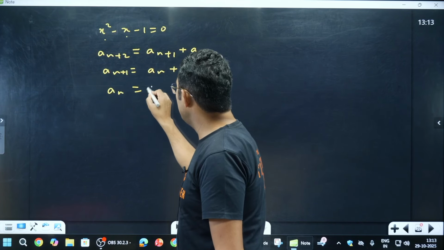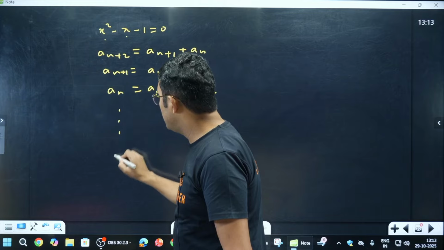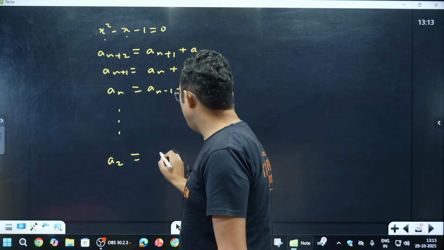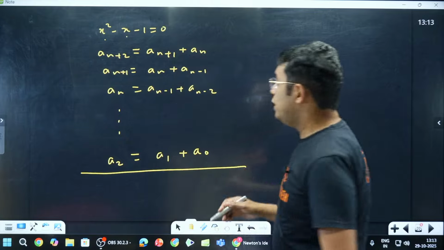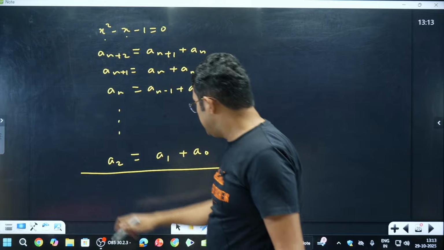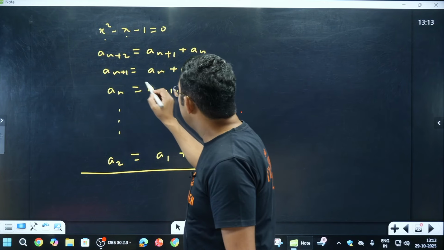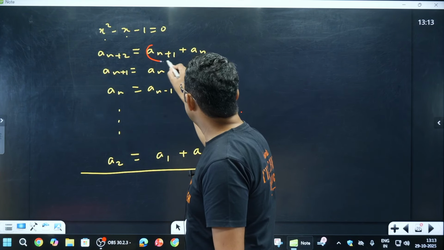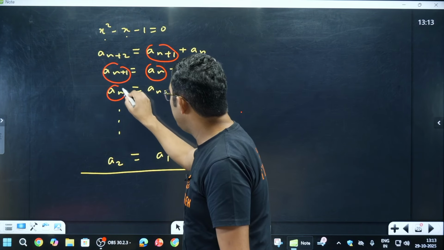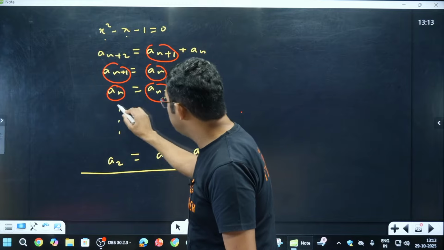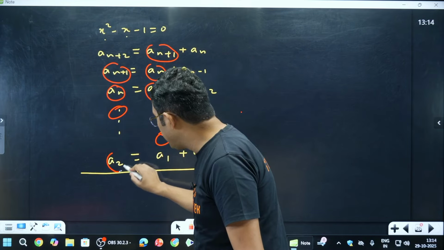An will be equal to an minus 1 plus an minus 2, and so on. You can write it a2 equal to a1 plus a naught. Okay, now if you add all these terms on both sides, you can see that when you add, this an plus 1 will cancel this an plus 1, this an will cancel, this an minus 1 will be cancelling the next term. Okay, in fact a2 will be coming here, which will cancel it here.